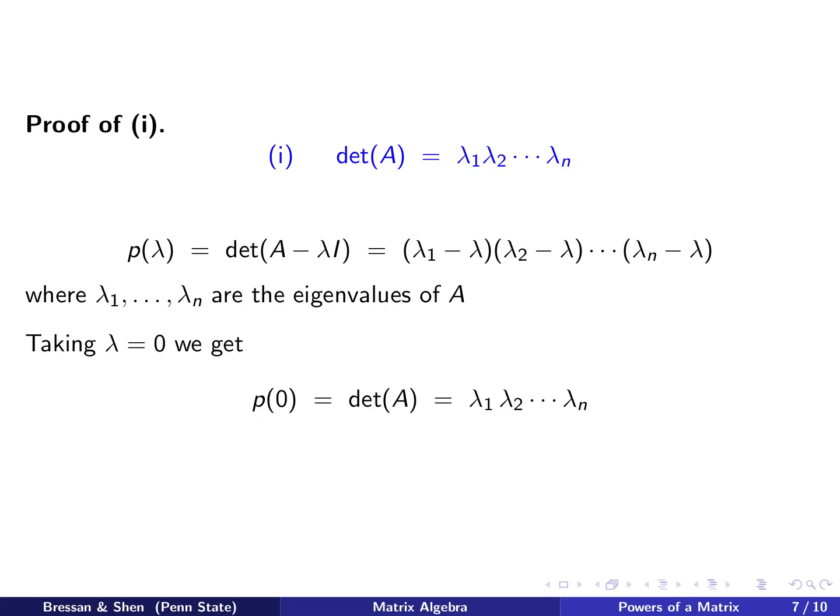So in this formula, if I take lambda to be 0, what do we get? We get P of 0, the characteristic polynomial evaluated at 0, would equal the determinant of A minus 0, so it's just the determinant of A. And on the right-hand side, lambda is 0, so you just get lambda 1 times lambda 2 times lambda n. And that's exactly what we wanted to prove.